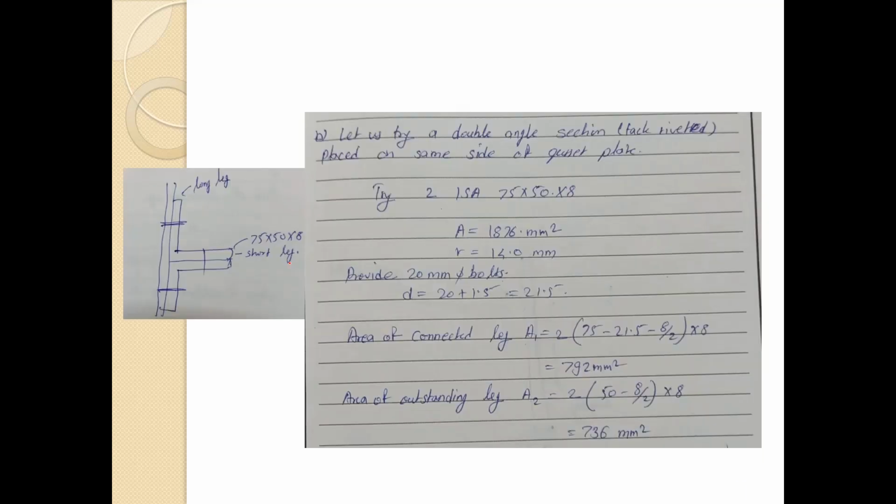Now let us try the double section, that is stack riveted, placed on the same side of the gusset plate. Suppose this is the case. We'll try two ISA 70 by 50 by 8, where the short leg is outstanding and the long leg is connected. The area is 1876, r is 14. They provide 20 mm diameter bolts, so again d is 21.5.